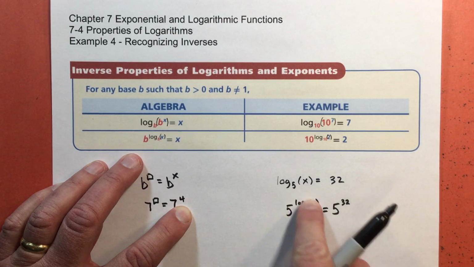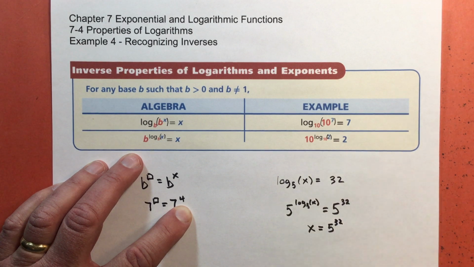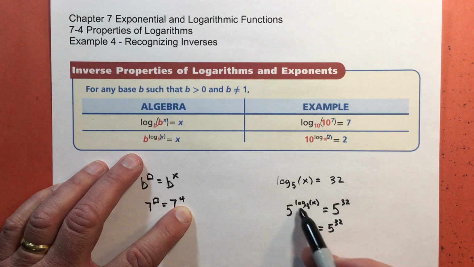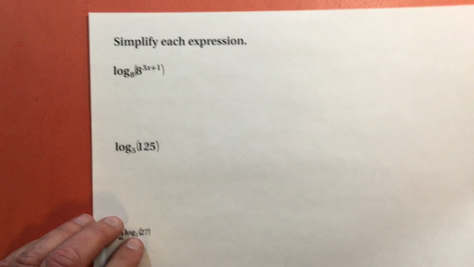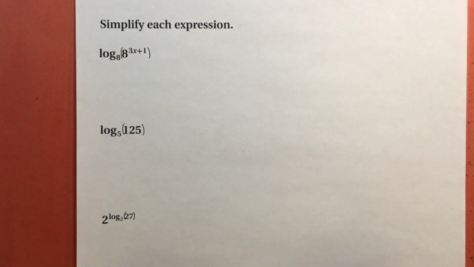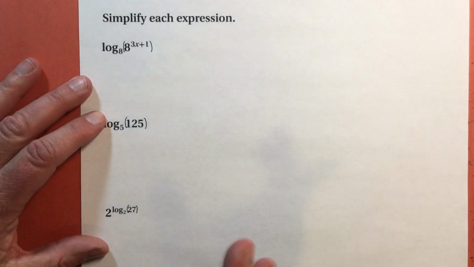But here's the important part. Over here on this side, I get x. So x is going to be whatever 5 to the 32nd power is going to be. This allows me to solve for x, to isolate the x. And that's why we use these properties. So we're going to practice it with a couple of these. Like I said, this really isn't anything important by itself, but it's very, very useful when I come across equations that I need to solve with logarithms.